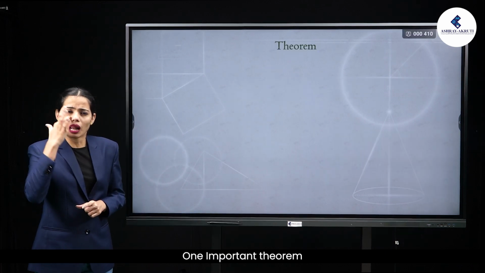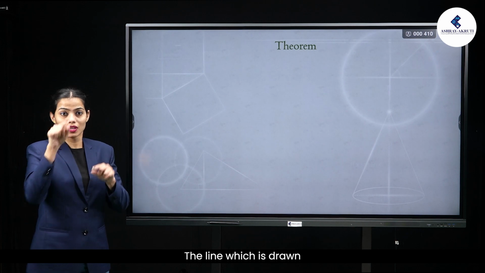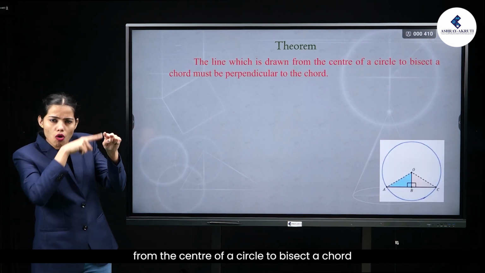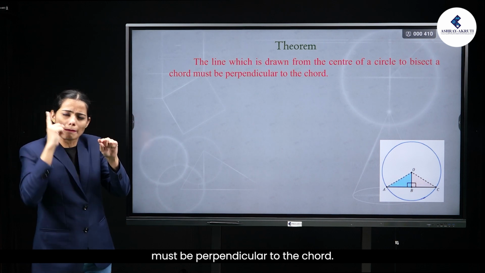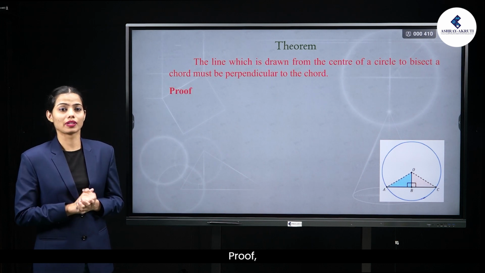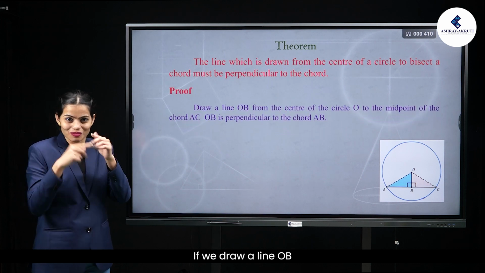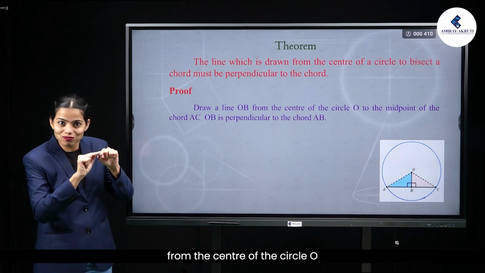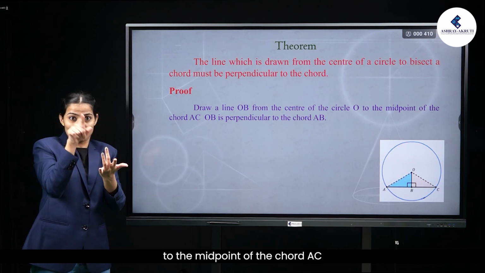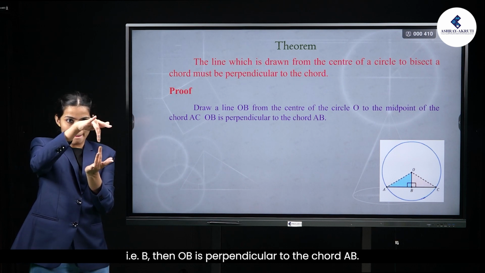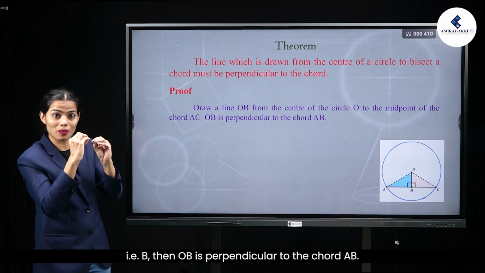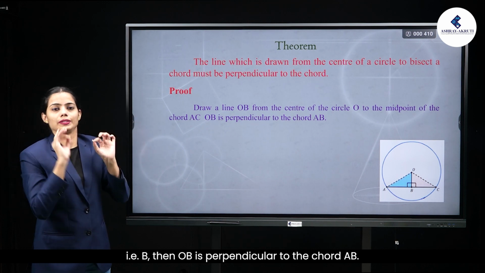Let us see one important theorem. The line which is drawn from the center of a circle to bisect a chord must be perpendicular to the chord. Proof: if we draw a line OB from the center of the circle O to the midpoint of the chord AC, that is B, then OB is perpendicular to the chord AC.